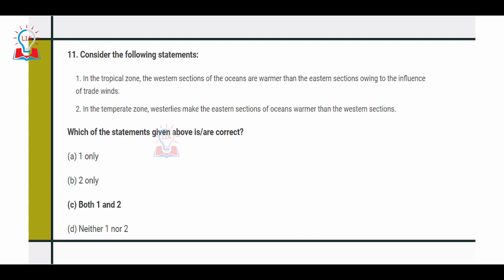if you look at the tropical zone of the world, it says that the western section of the oceans are warmer than the eastern section owing to the influence of trade winds. The second statement is that in the temperate zone of the world, westerlies wind make the eastern section of ocean warmer than the western sections. So let us take a look at the different zones of the world.